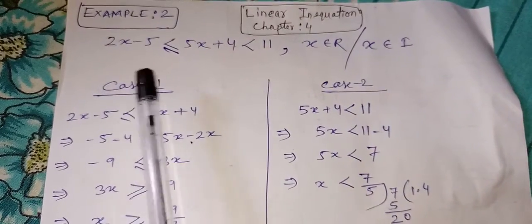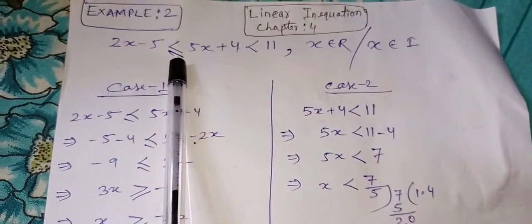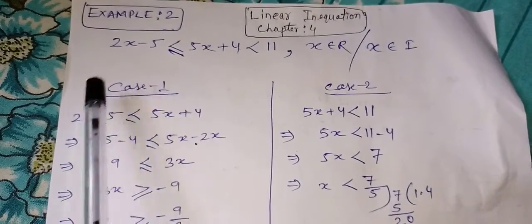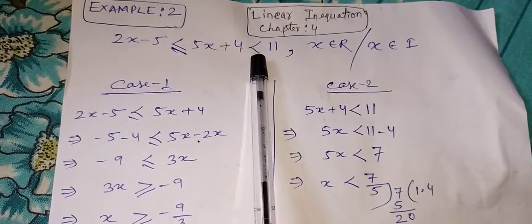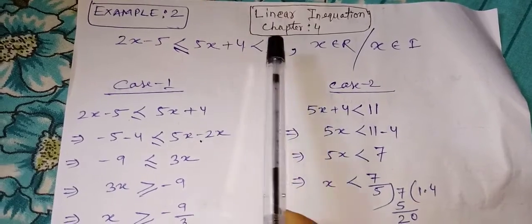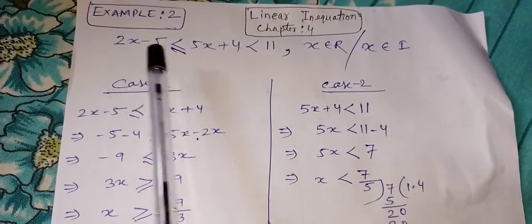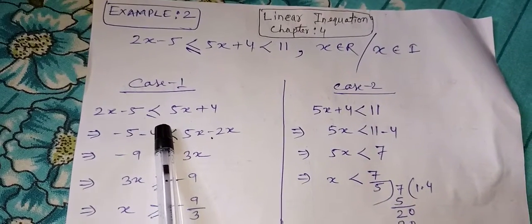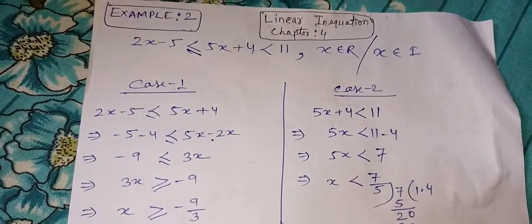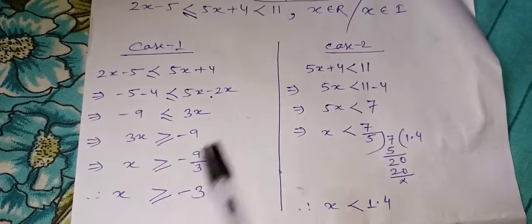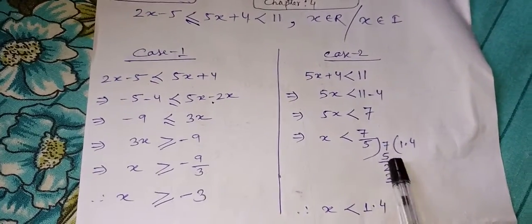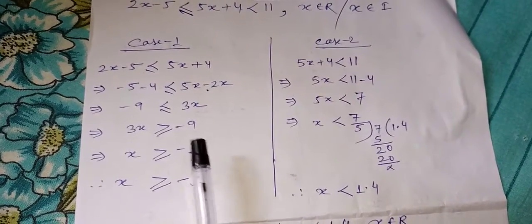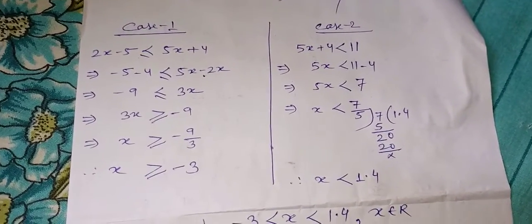As you all know, children, you have to take the first less than or equal to symbol as case 1, and the second less than symbol we take with the second and third parts as case 2. So my case 1 is 2x minus 5 less than or equal to 5x plus 4. From all these values you have to find the value of x, and x finally should come to the left hand side.